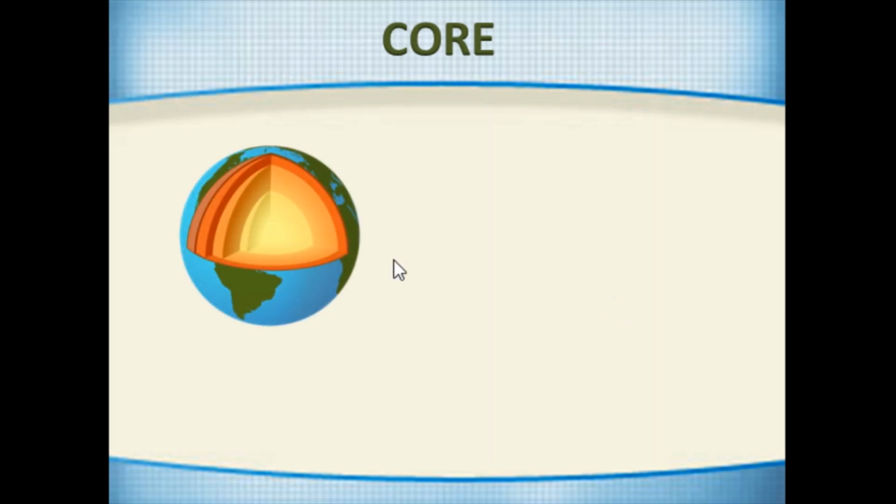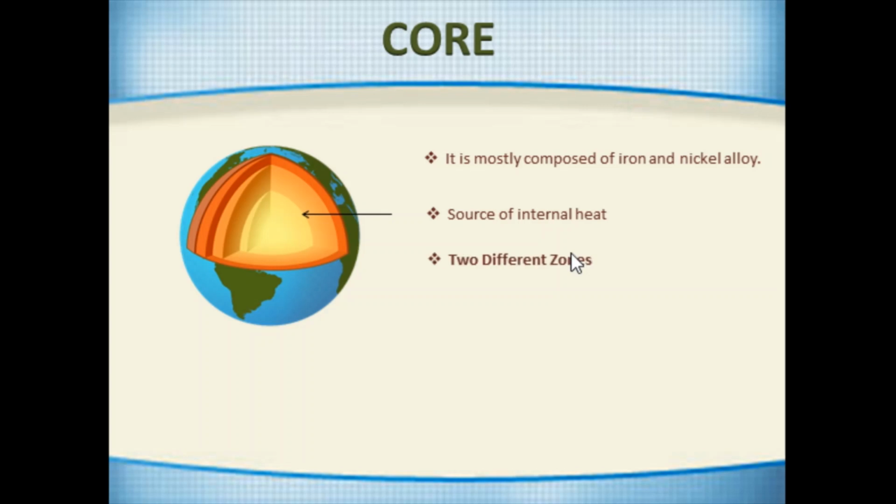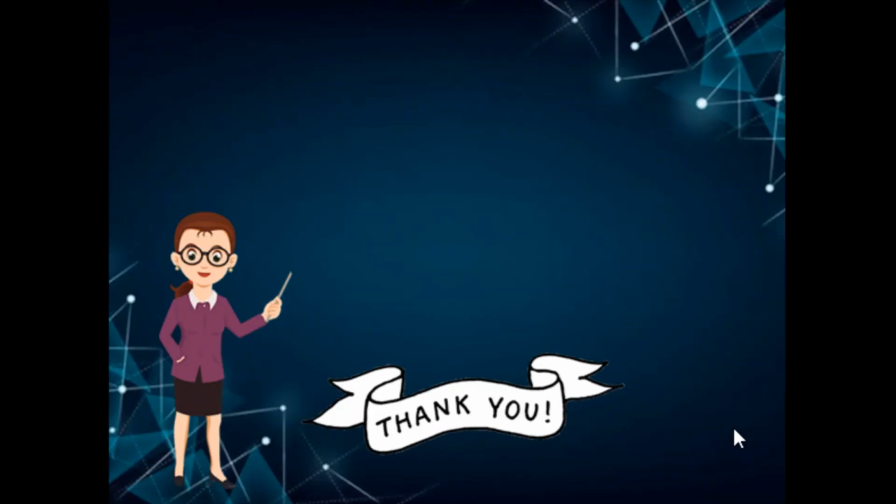Third, we have the core. The core is made up of nickel and iron, and it's the source of internal heat. It has two different zones, the outer core and the inner core. The outer core is the liquid part, and the inner core is the solid part. So, those are the different layers of the Earth and the reasons why life is possible here on Earth.